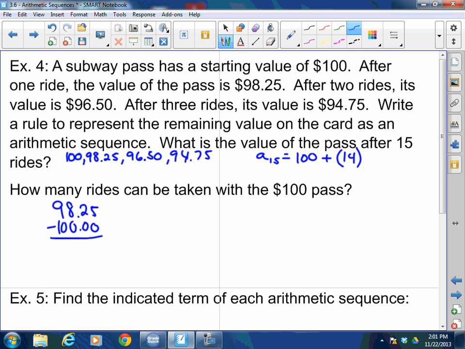Remember, when the signs are different, you subtract as normal and keep the sign of the largest absolute value. So that would be 1.75. You're right. But there's more negatives than positives. So that'd be a negative. So you'd have here negative 1.75.